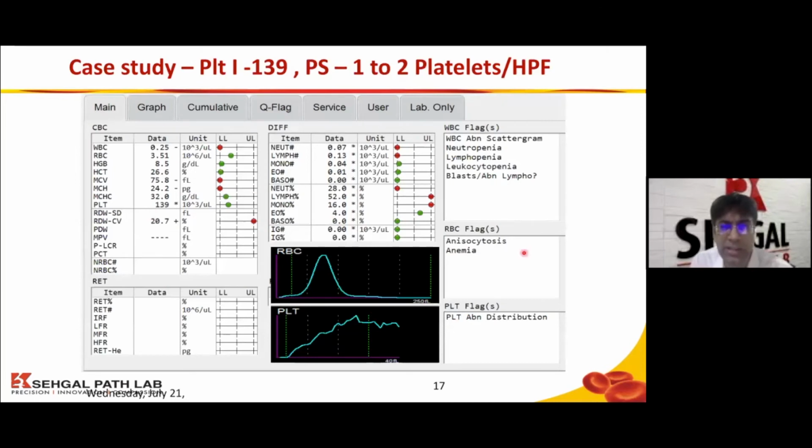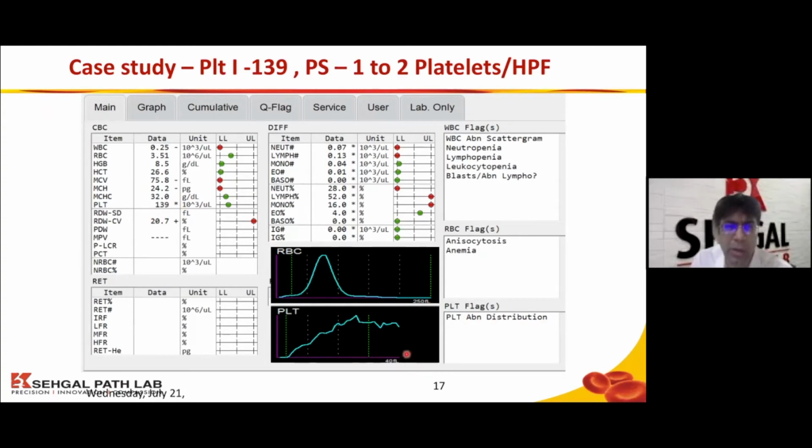So let's look at this machine flag. Here the platelet count is 1,39,000, and the machine gave it as platelet abnormal distribution. Now, two things are very clear to us. Once you look at this graph, the peak is going up, but the peak has not come down. That means the analyzer does not know where to put this second green line or the cutoff, whether to put it here, here, or here. And even if you ask 5 doctors, 5 pathologists, 5 technicians, they will give you different places. That means this platelet count is not reliable.